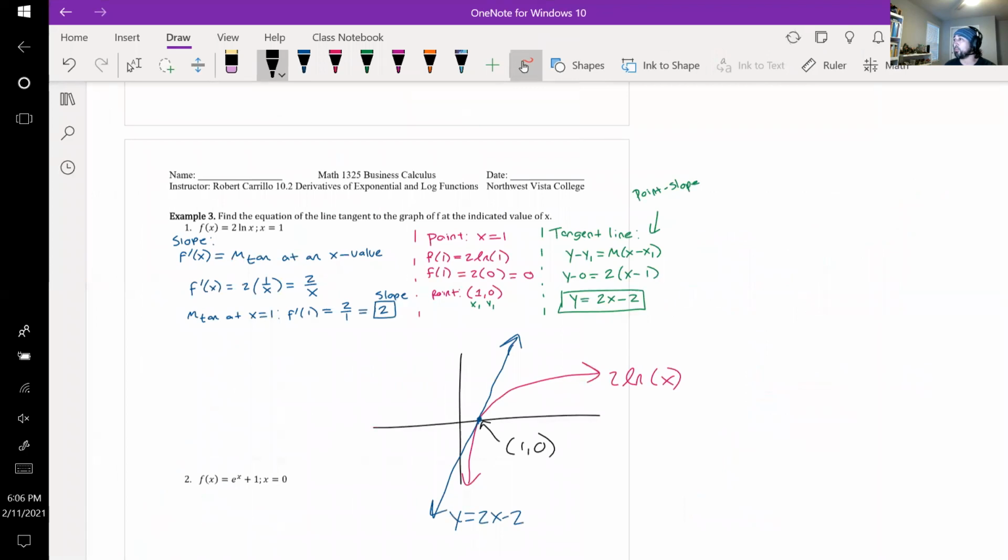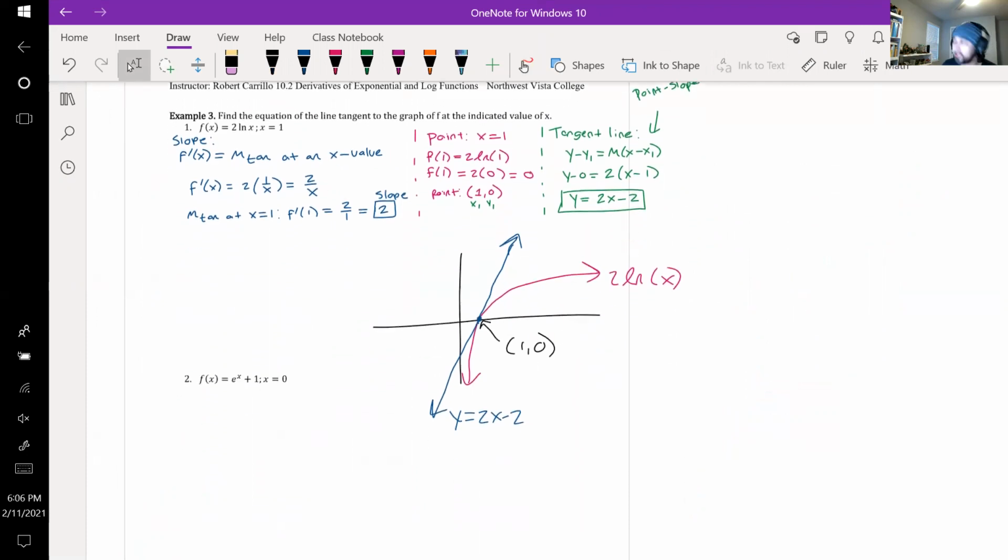So that's all we found. We used that point and we found the slope at that point. And if you have that point and that slope, you can find that tangent line. So let's do it again below for the next function, e to the x plus 1.